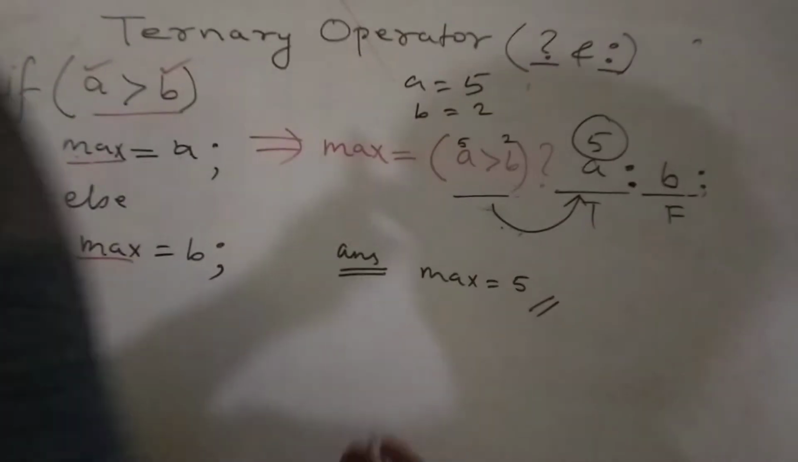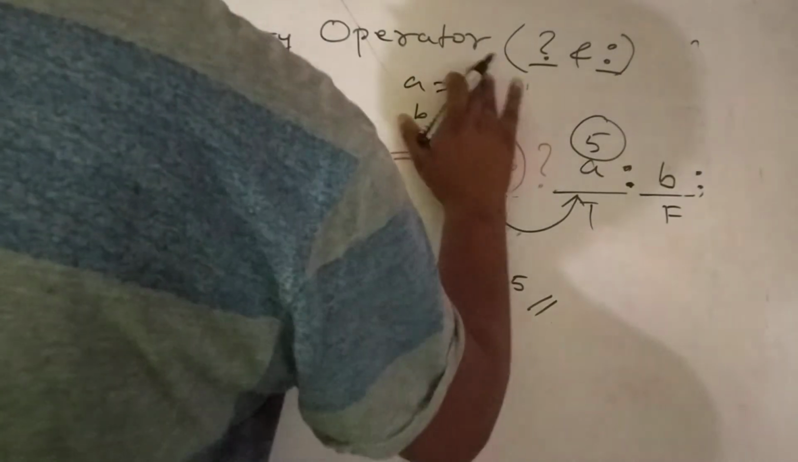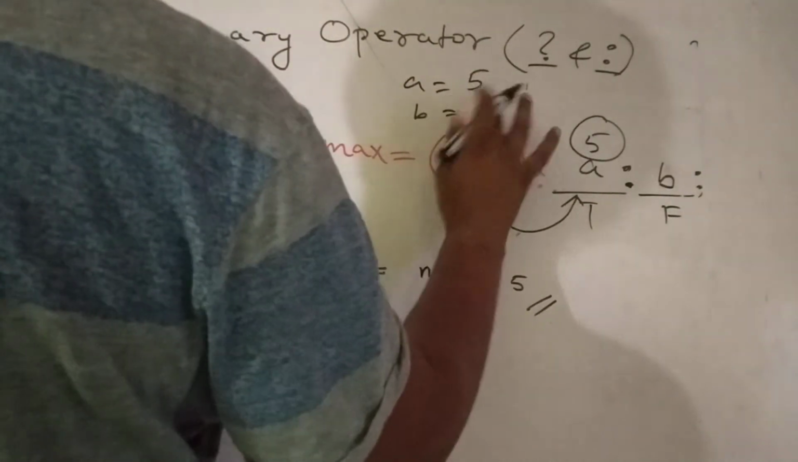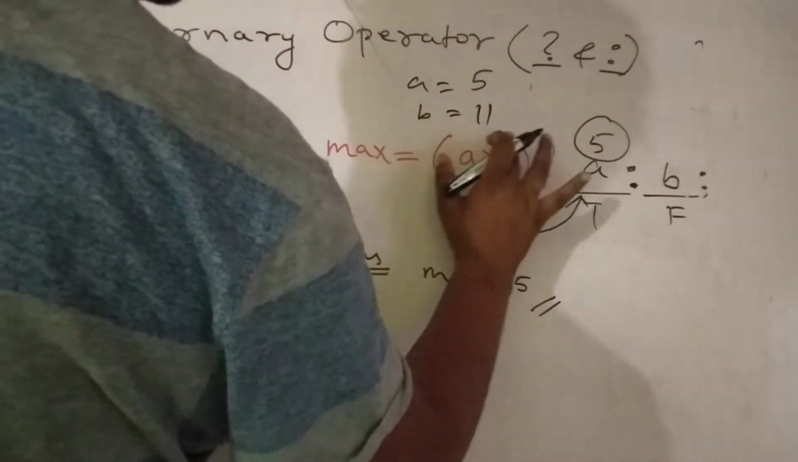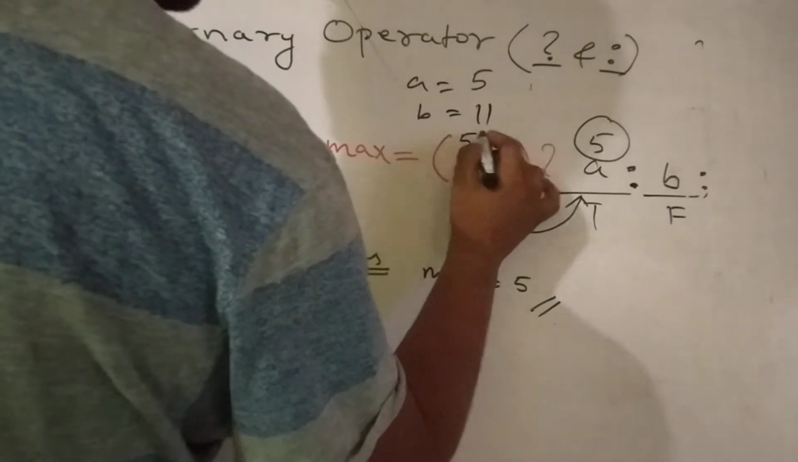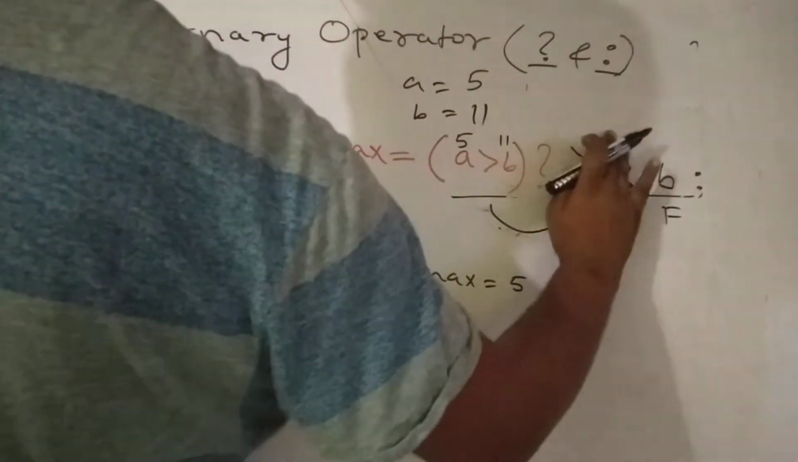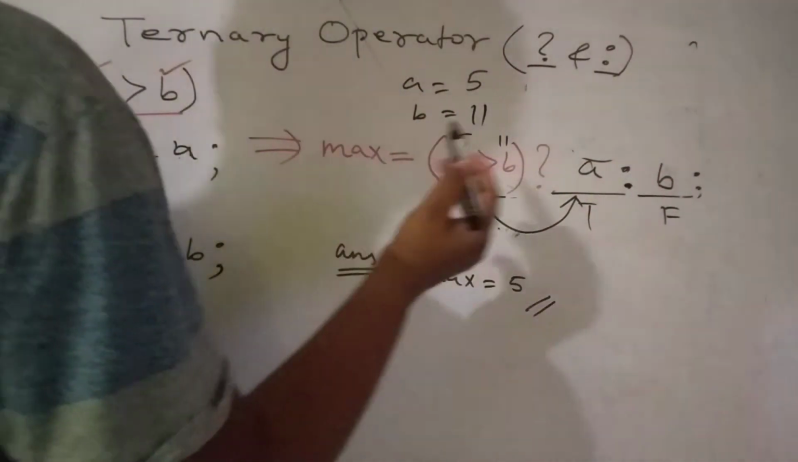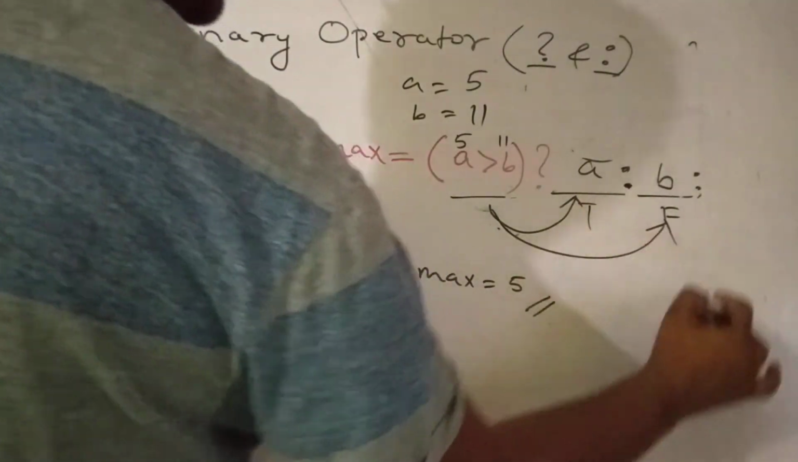Okay, so suppose if I change this value, suppose the value of A is 5 and the value of B is 11. Okay, so let us check this once again. So the value of A is 5, the value of B is how much? 11. So let us check this. 5 is greater than 11? No. So this is false, means it will switch over to the false part.